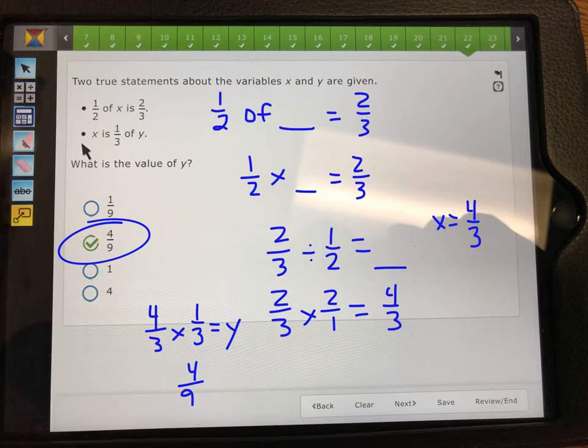Now I can move on to this point. 4/3 is 1/3 of y. And when I write 4/3 is 1/3 of y, that means 4/3 times 1/3 is y, because we know of means multiplication. So 4/3 times 1/3 equals y. I don't have to change anything here because it's already in multiplication. I'm just going to multiply. I'm going to get 4 over 9. And 4 over 9 is in the simplest form, and therefore 4/9 is y. You may want to review that one if you need to.